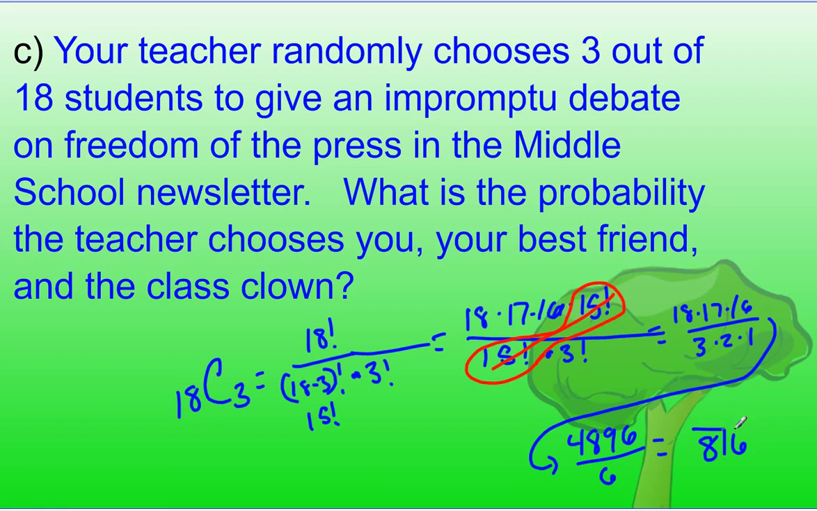Now, the chances of you, your best friend, and the class clown being the 3 people that were picked, well, there's 1 way. So remember, you can't have any repeating. So you can't say, oh, best friend, you, clown is a different option than you, best friend, clown. They're both the same. So there's only 1 way where you 3 are picked.